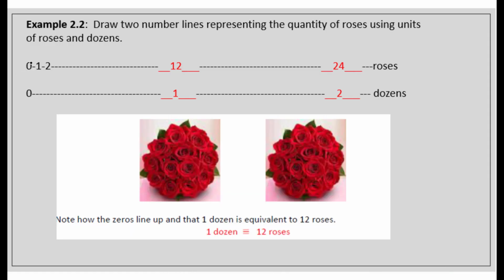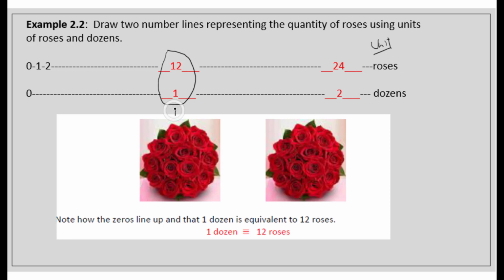So here in our example, we have 2 number lines. The first number line, the unit is roses. And the second number line, the unit is dozens. So here is 1 dozen, 2 dozen roses. And here's 1, 2, 3, all the way to 12. So there's 12 roses, and notice that 12 roses is equivalent to 1 dozen.